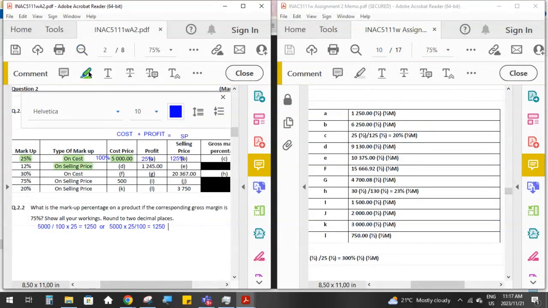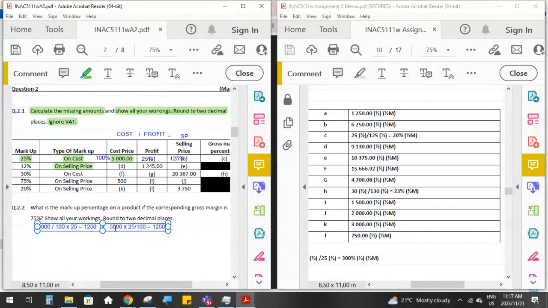In this second calculation that I did here, we've got 5,000. Because the 100 is at the bottom of our fraction, we divide by 100, so 5,000 divided by 100, and then multiplied by 25. But in maths, we write it as 5,000 multiplied by 25 over 100. It's exactly the same thing as saying 5,000 divided by 100 multiplied by 25.